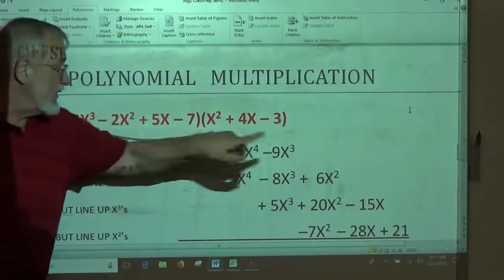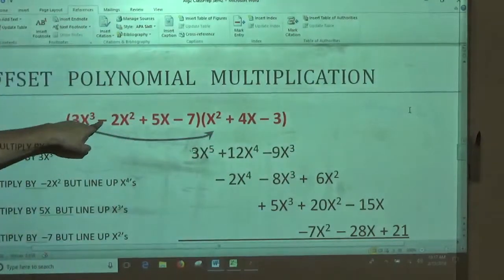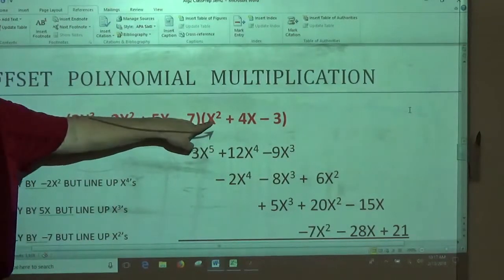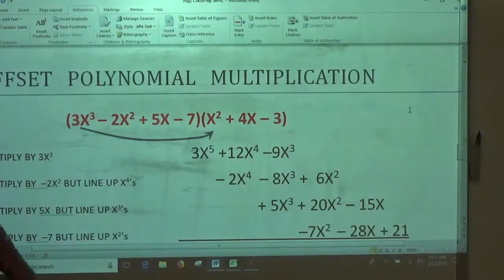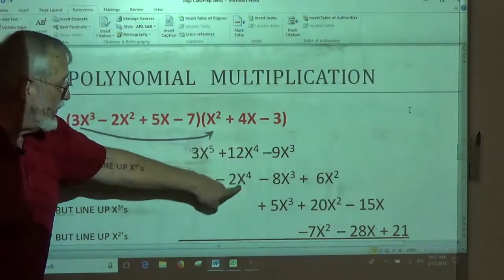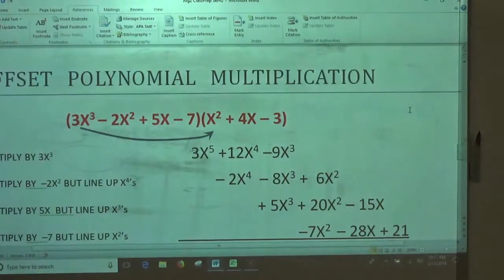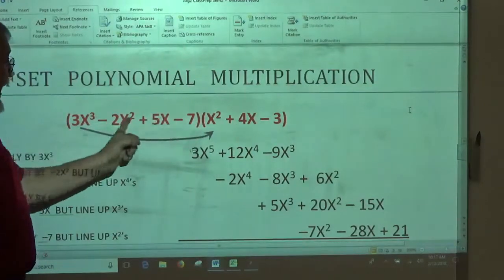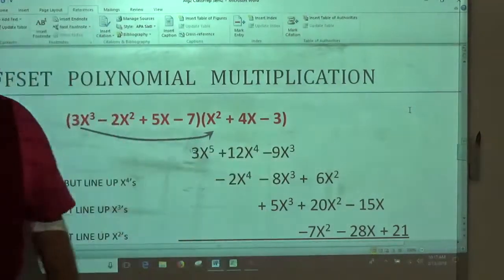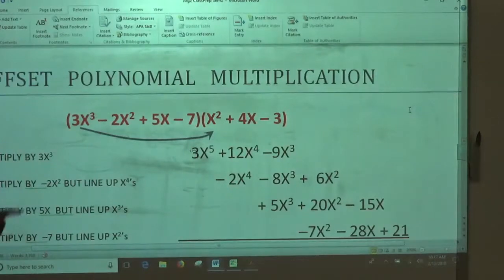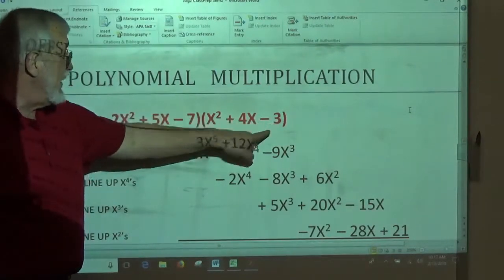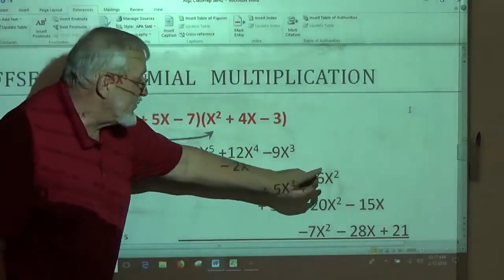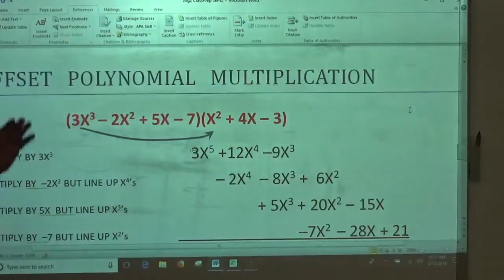The second number does not go over here. When I take -2x squared times x squared, I get -2x^4. I don't put it here, I put it over here. So they're lined up. And then -2x squared times 4x will be -8x cubed, and it's automatically lined up. Then -2x squared times -3 is positive 6x squared, and it's now on the end. And when you continue doing that, they all line up.